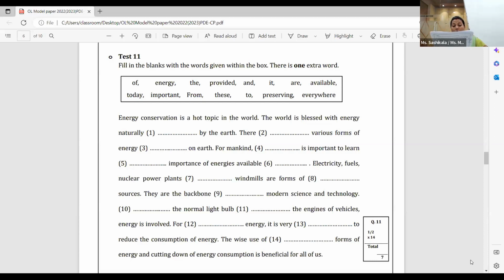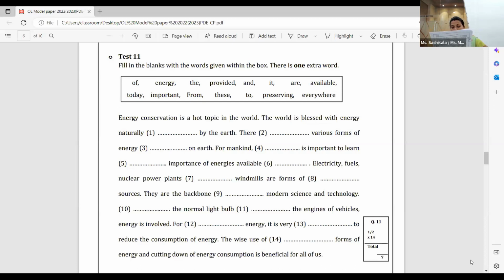of modern science and technology. From the normal light bulb to the engines of vehicles, energy is involved. For preserving energy, it is very important to reduce the consumption of energy, the wise use of these forms.